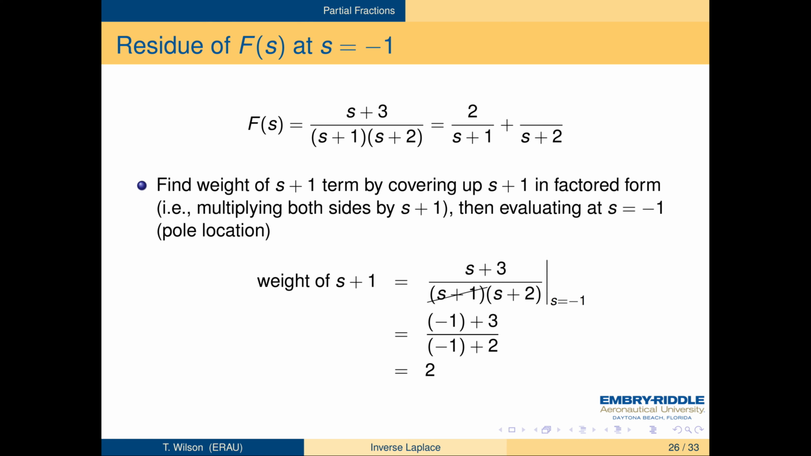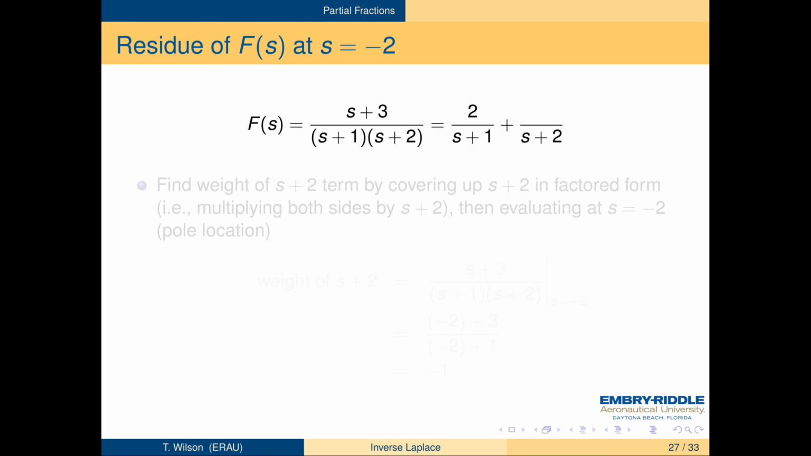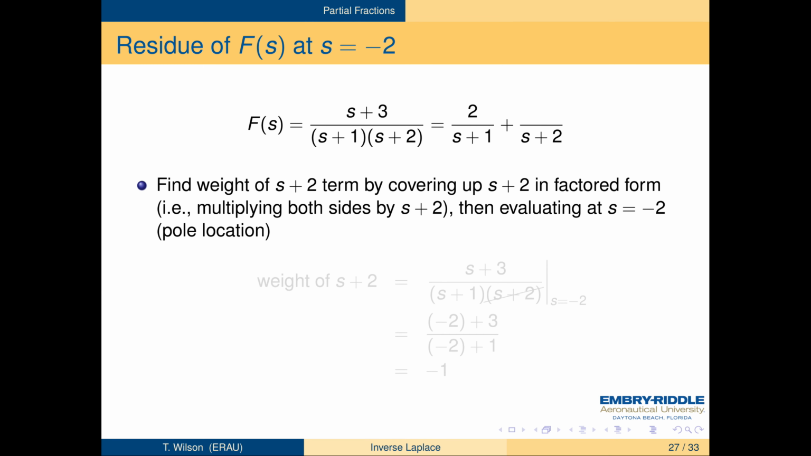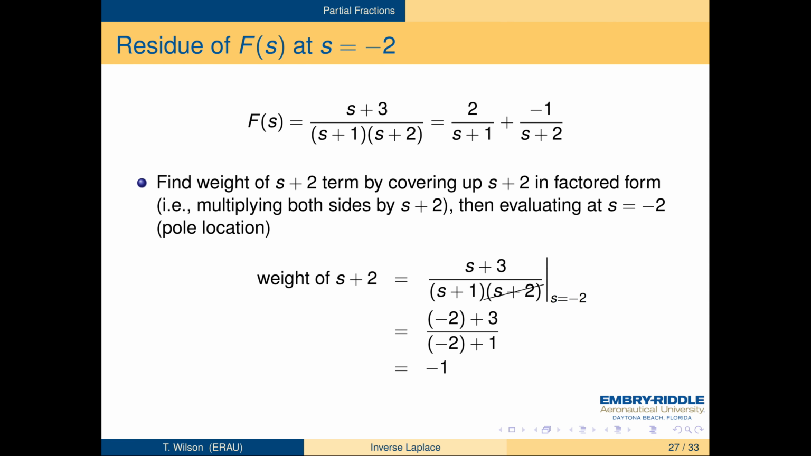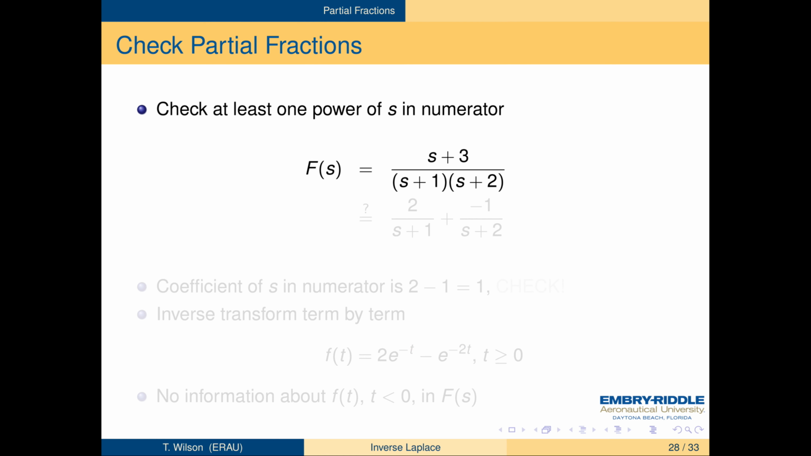You put that back in over s plus 1, and then you do the next term. To find the weight of the pole at s equals minus 2, we cover up the s plus 2 term in the factored form, and evaluate what's left at s equals minus 2. Here we find that value is minus 1. You put that back in, and now you're almost ready to inverse transform. It's best practice when doing partial fractions to partially recombine the expressions as a check. Were we to put everything over a common denominator, the coefficient of the highest power of s in the numerator has to be the same as in the original F(s). Since 2 minus 1 is 1, we have the correct coefficient of s, and we trust our partial fractions.